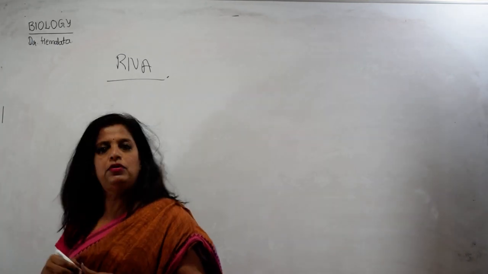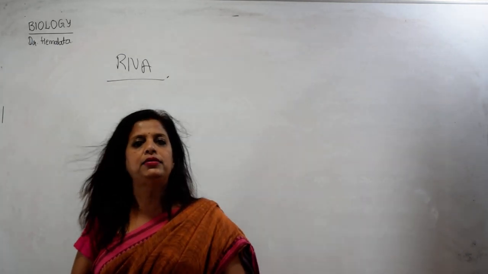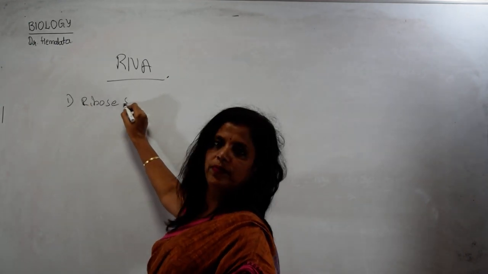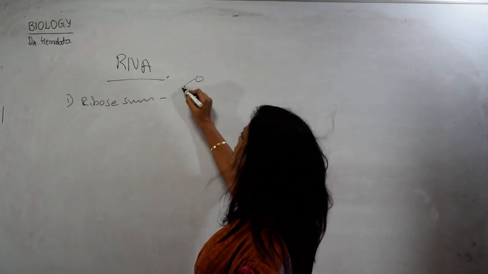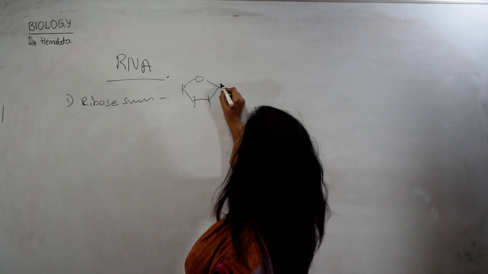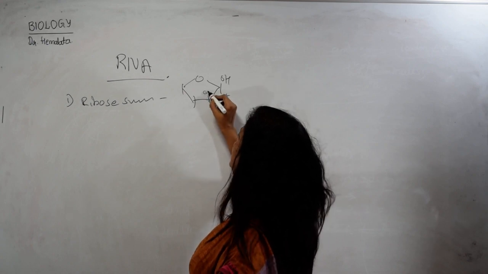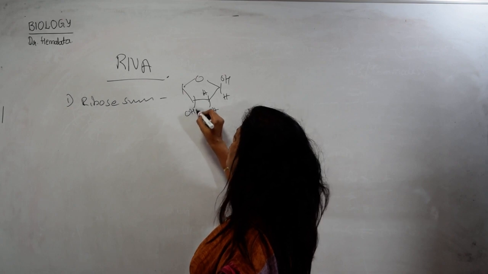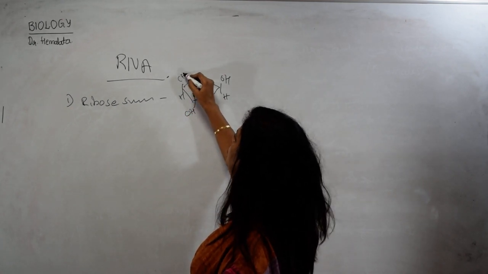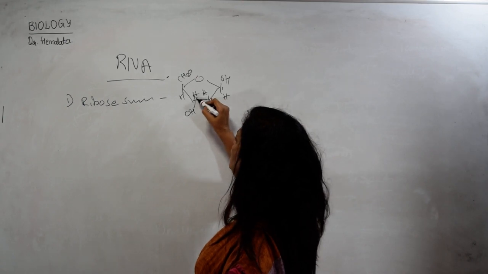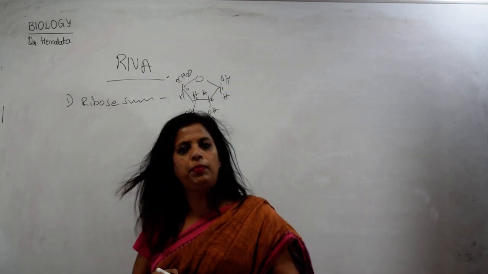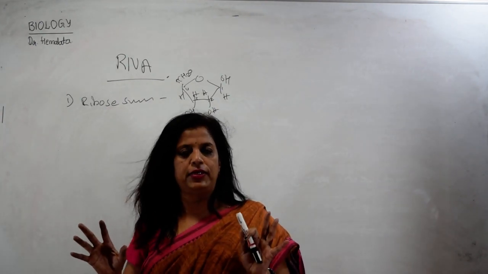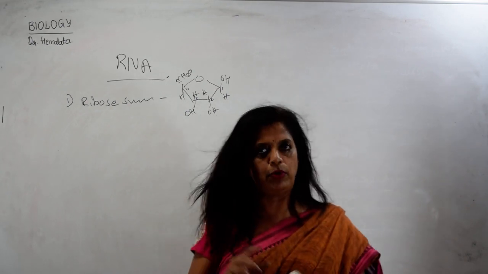Ribonucleic acid. The first point is that it has ribose sugar. How is ribose sugar? It has the structure like this. This is the OH group, here it is H, here it is H, OH, this is the OH group, H, H, CH2OH. First carbon, second carbon, third carbon, fourth carbon, fifth carbon. So, it's a pentose sugar having the complete ribose sugar. Pentose sugar it is. RNA is made of ribose sugar.